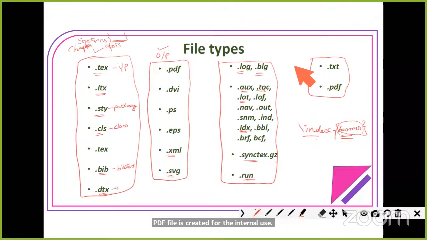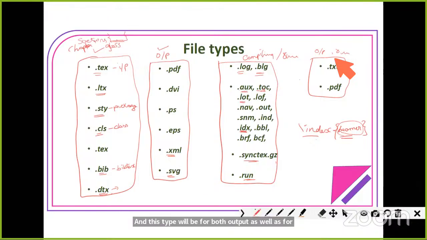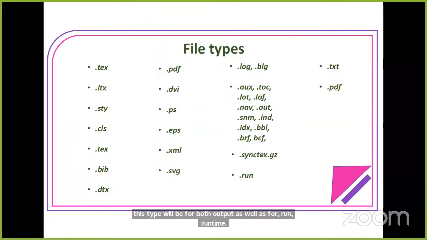Some will be output, and some are for runtime or compiling as well as run. During runtime, you can see this type of extension. And this type will be for both output as well as runtime. It is used in the runtime as well as compilation time. So these are some of the file types we can see, and I will also show you.